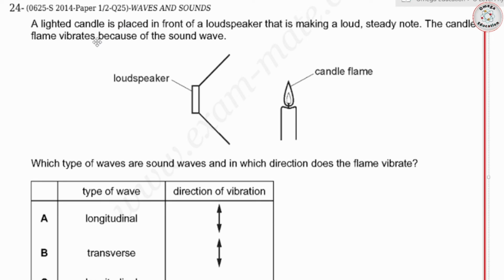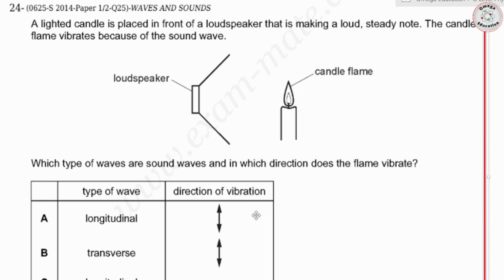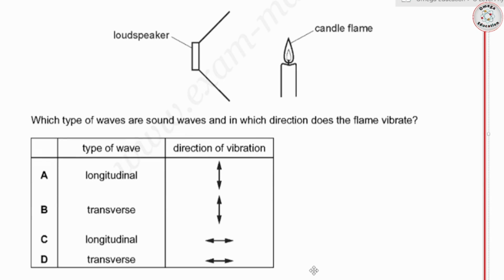A lighted candle is placed in front of a loudspeaker that is making a loud, steady note. The candle flame vibrates because of the sound wave. In which direction does the flame vibrate? So, this is what we have. First of all, sound waves are longitudinal waves. So transverse is crossed out.